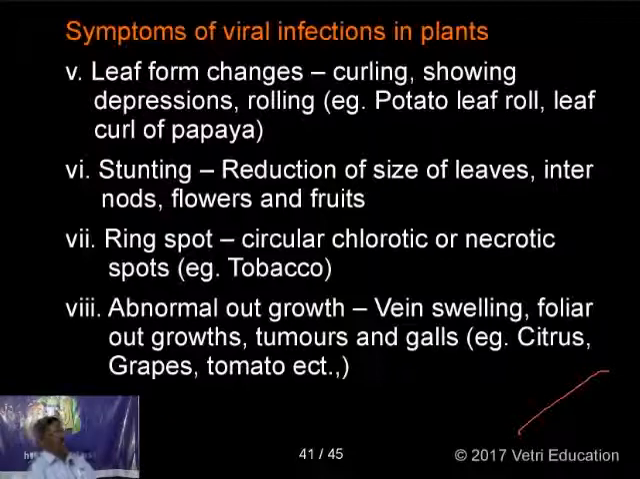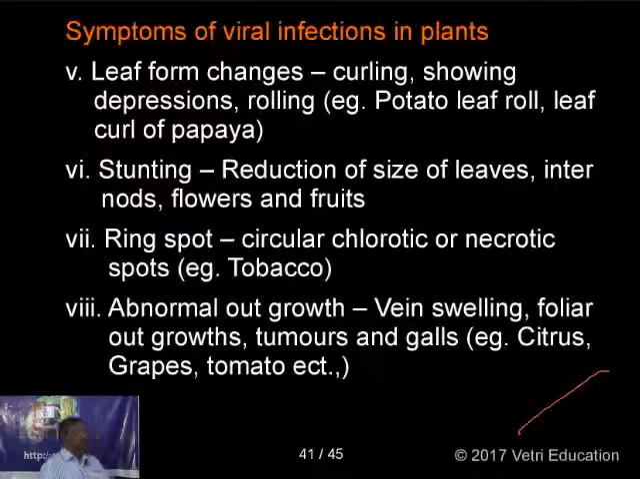Next, stunting. Stunting means reduction in size. The leaves may be very small when compared to a normal plant, internodes become shortened, flowers are very small and it produces very small fruits. That stunting nature you can find in a viral infected plant.